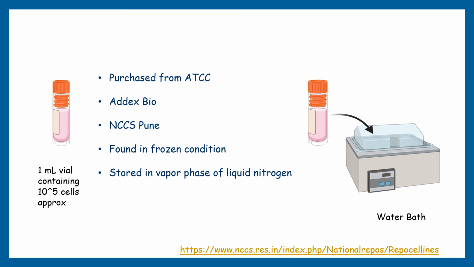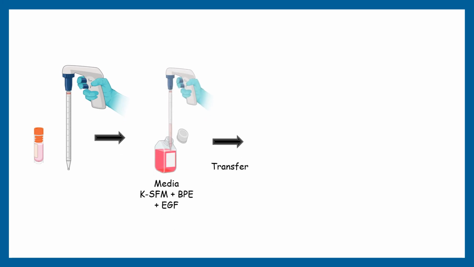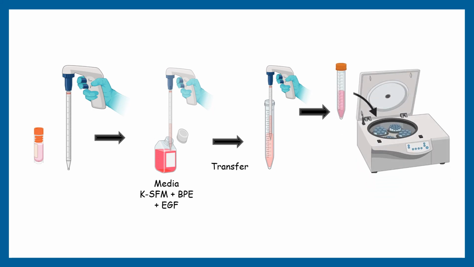Thawing should be rapid. As soon as the contents are thawed, remove the vial from the water bath and decontaminate by dipping or by spraying with 70% ethanol. Then transfer the entire cell suspension from the cryovial to a centrifuge tube containing the recommended volume of specific complete media and spin it for 5 minutes. I'll give you the details of all the media in my upcoming video.